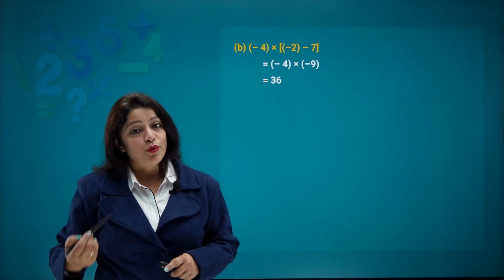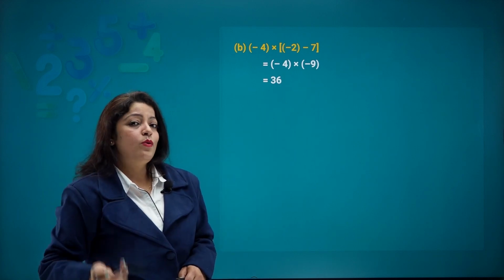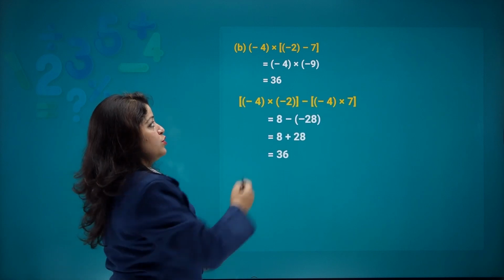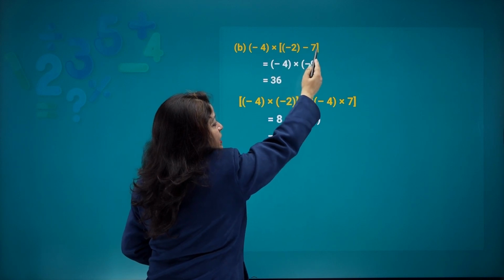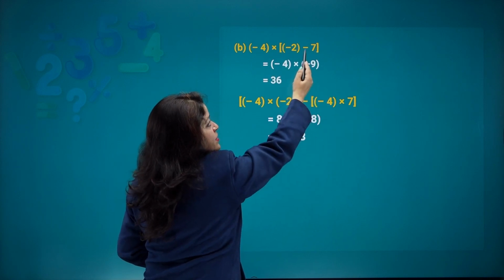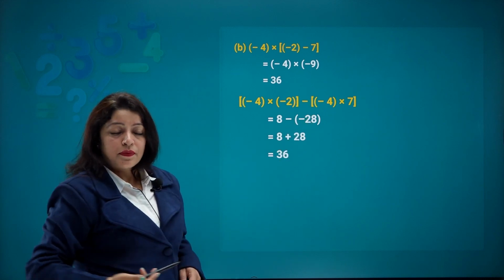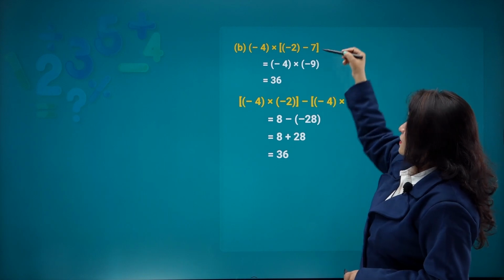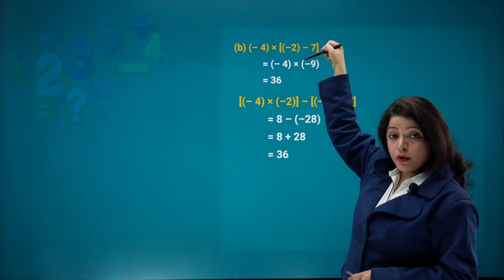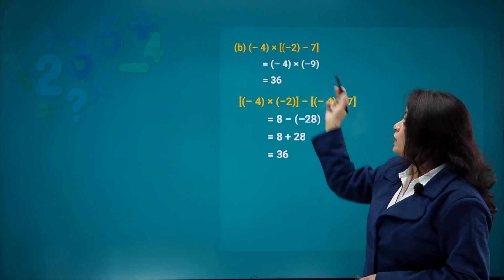The final sign is positive, and we simply multiply the integers. Now, apply distributive property here. So, minus 4 is multiplied by minus 2, and minus 4 is multiplied by 7. And what is the sign here? Minus. It will be between the two brackets. Now, remember here that you will not multiply this minus 7. So, what you are multiplying here by minus 4 is only the number 7 and not minus 7.